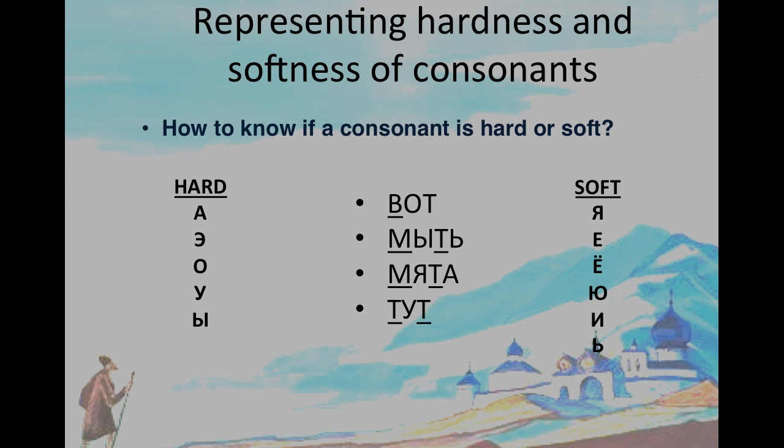It's hard. Anytime we see a consonant at the end of a word, our default is to assume it's hard, unless proven otherwise by a мягкий знак. Okay? So мягкий знак is the only thing that can reverse our opinion about whether it's hard or soft at the end of a word. So if it's just a consonant at the end of the word, we assume it's hard.